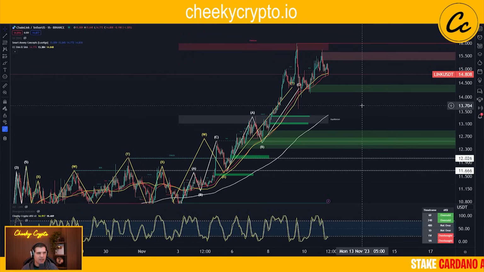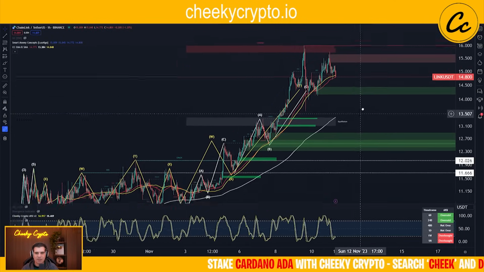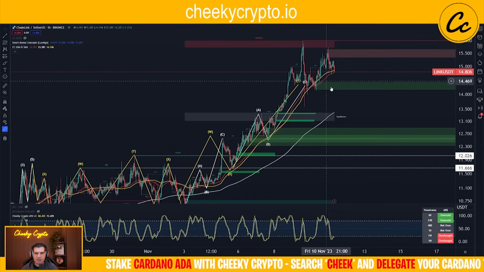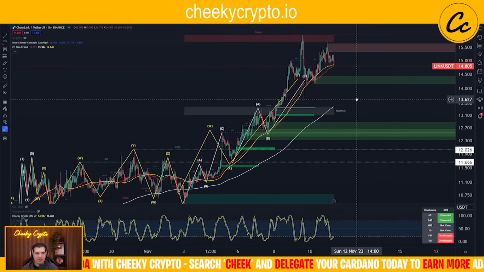Let's jump right down into today's video. What we'll do is kick things off with the 1 hour chart here for Chainlink paired up with USDT. We are using Binance as our data source here for this one, and you can see we have had this nice push to the upside here on Chainlink, right?